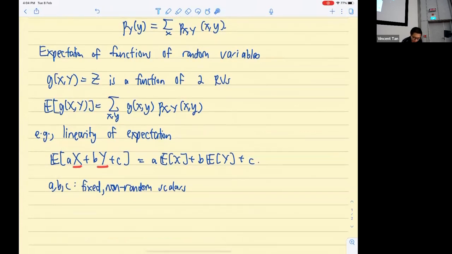Here we have two random variables and we have three fixed scalars. These are non-random scalars. You could take these as 2, 3, 7. It's just any numbers. And the expectation of this linear combination, or affine combination if you wish, is equal to this very natural expansion here. So this is nothing surprising, and this is a recap from last time.